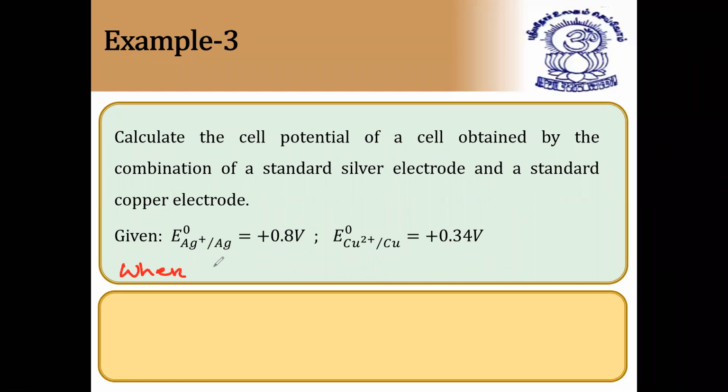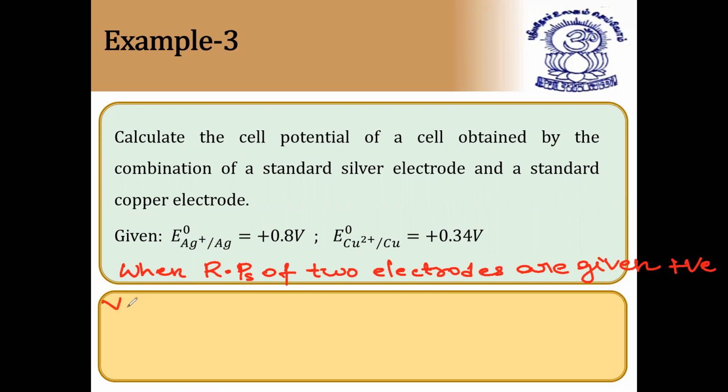When the reduction potentials of two electrodes are given as positive values, the electrode potential with more positive value should be taken as cathode. Very important, this one.